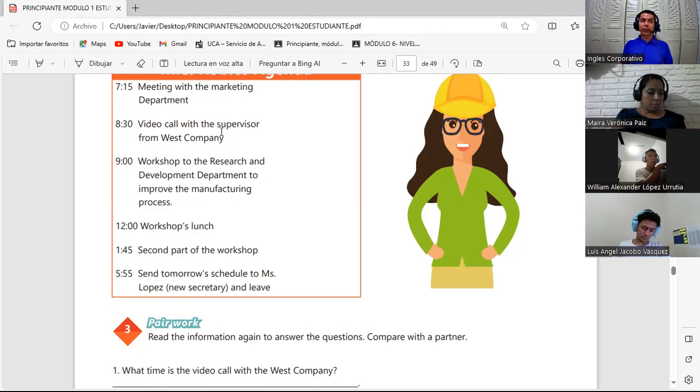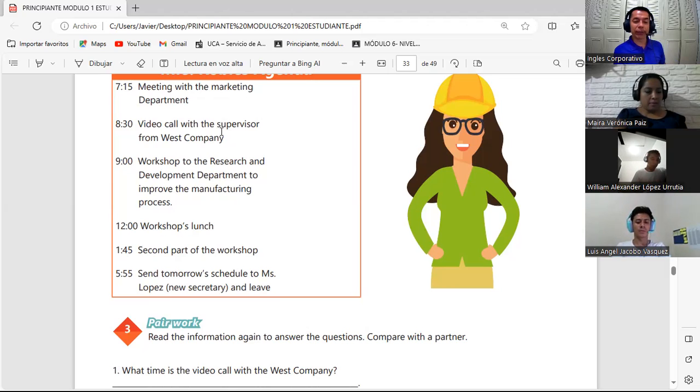Tiene una capacitación o tiene un taller, right? En el Departamento de Investigación y Desarrollo para mejorar el proceso de manufactura, en español es de manufacturización. I'm sorry. Me cuesta el español. De manufactura es. Okay, yes. Again, right. Workshop to the Research and Development Department to improve the manufacturing process.